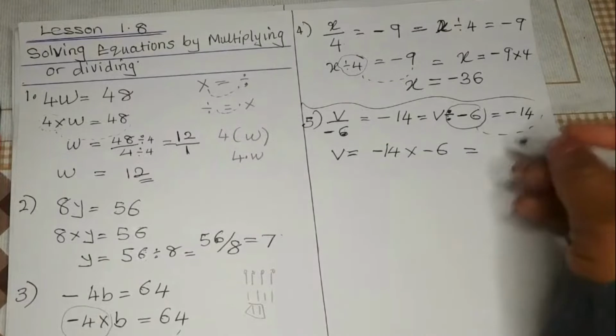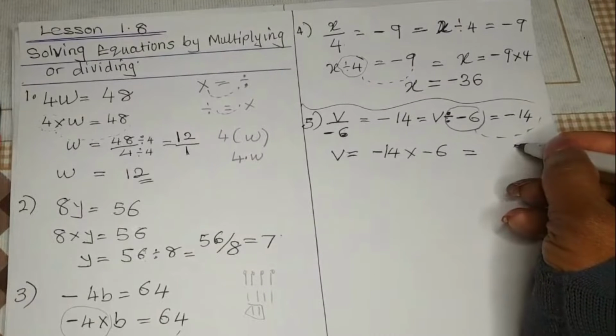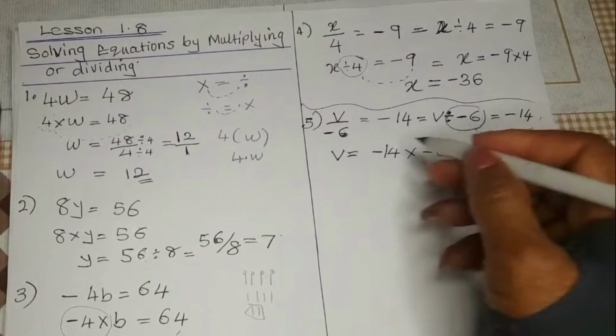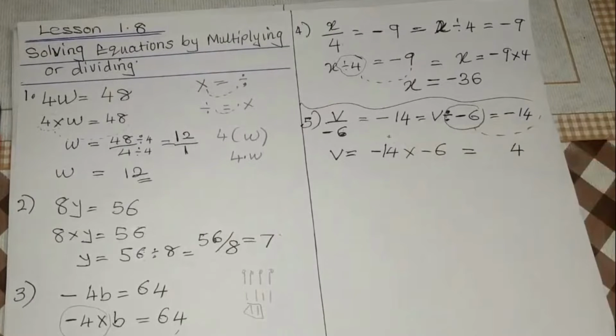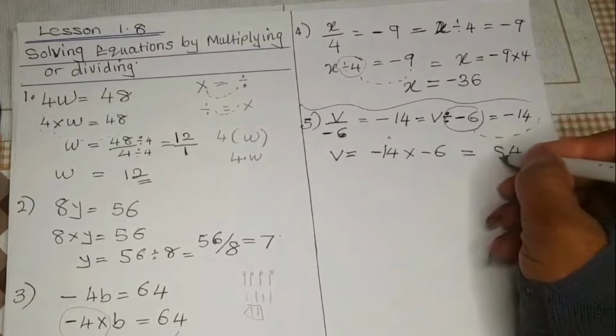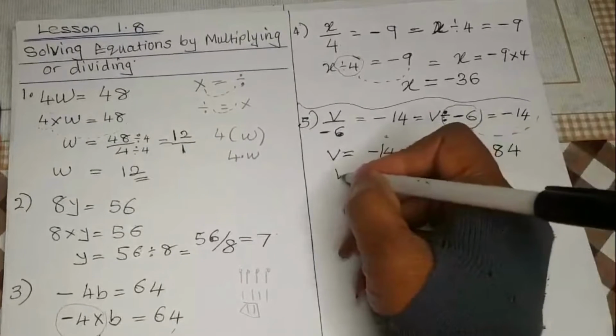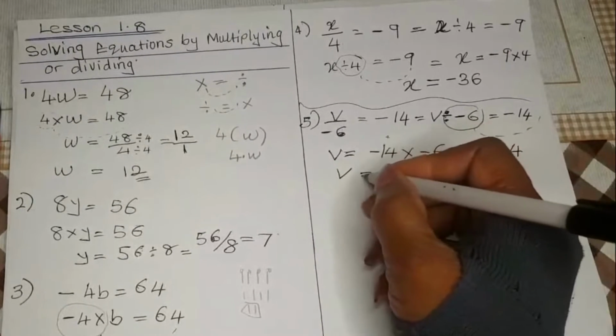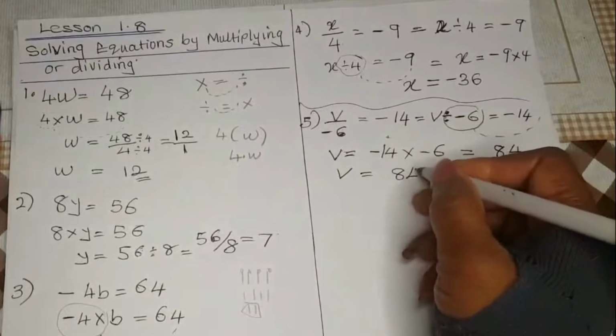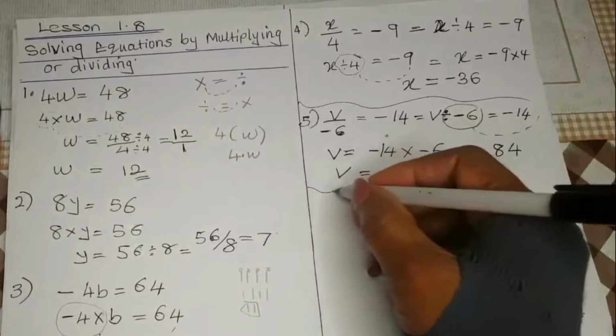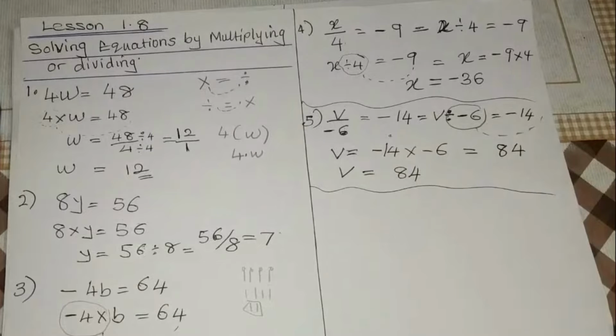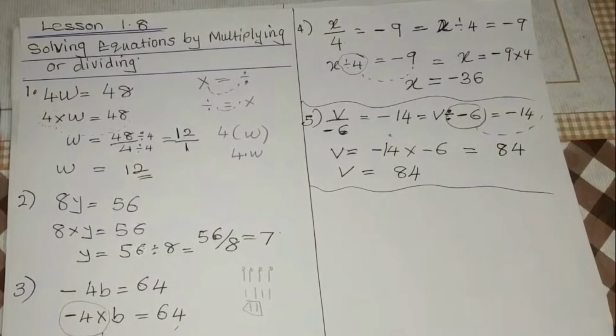Okay, 6 times 4 is going to give you 24, so you put 4 and carry 2. 6 times 1 is 6, plus 2 is 8. So what is v? v is 84. We don't need to put a plus, because if the sign is not written as negative in front, then it's positive.